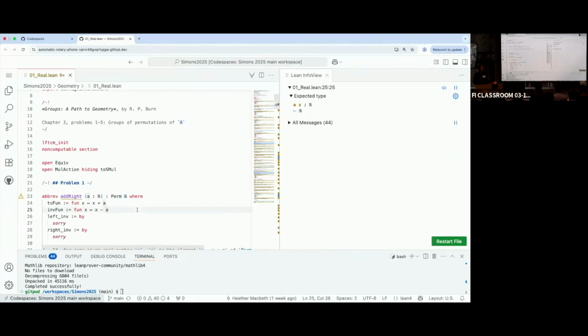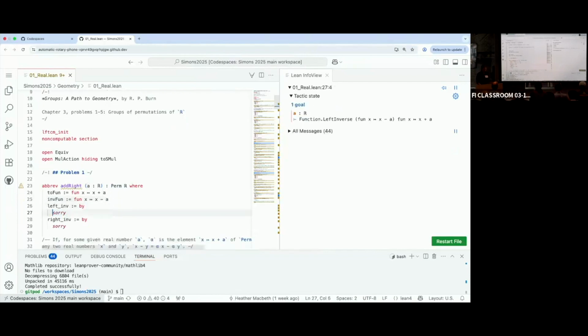I know what the inverse is supposed to be. The inverse of adding a is subtracting a. And at the first sentence of the exercise, we need to fill in these two proofs, which, as you can see, are that the x minus a function is left inverse to the x plus a function.